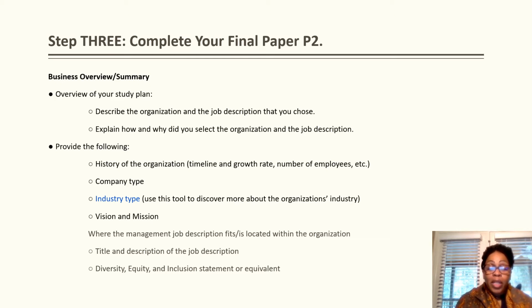So where the management job description fits in is also something that you would need to discuss. And here is where you can really tie in organizational theory and org structure. When we talk about the position, what level of position is it within an organization? And when you look at org structure, you can identify what type of organizational structure the company has according to organizational structure theory.